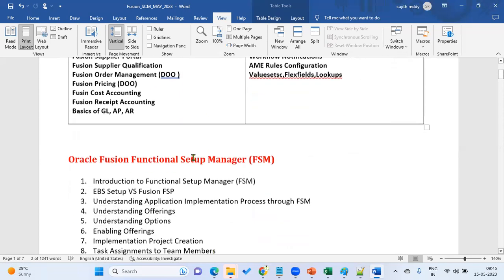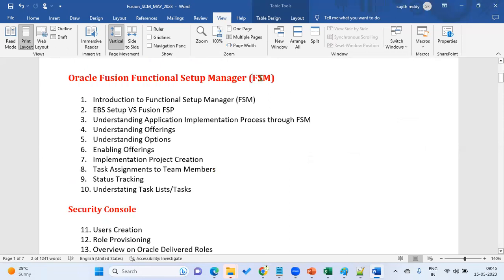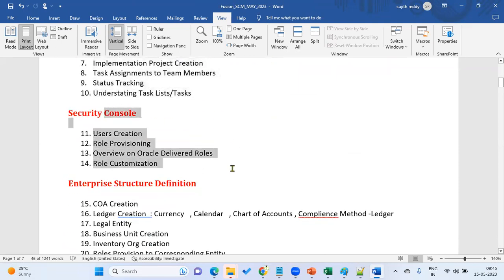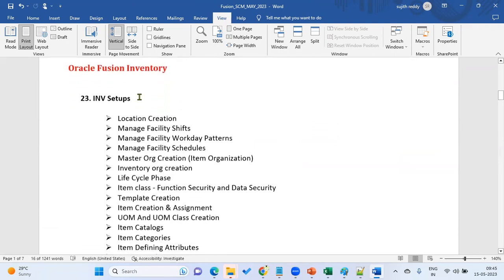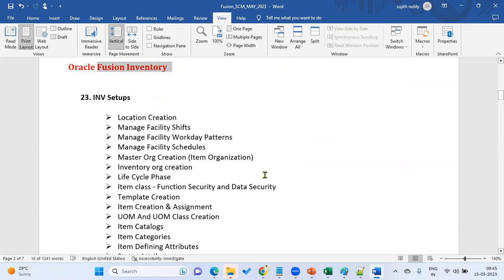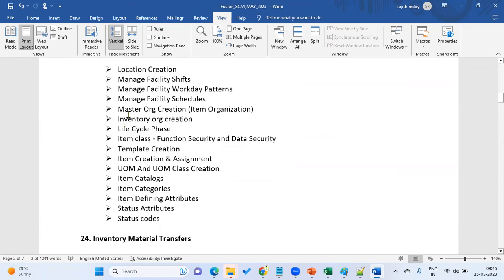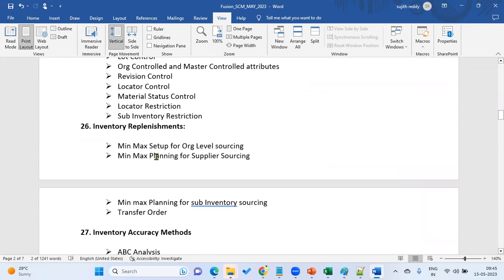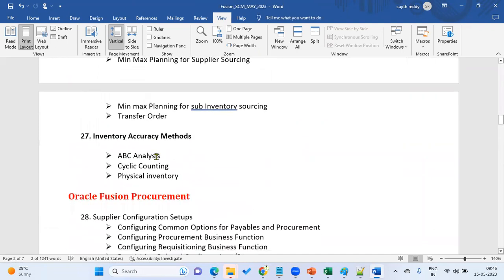That's very high level. First, we'll be starting with FSM. It's a basic introduction. In fact, tomorrow itself we'll be completing this task. It's very simple. The security console is also the same; it comes under this, and that itself will complete. Then enterprise structure. Then we'll start with the first module, the inventory module. We'll be doing all inventory setups, whatever is required: material transfer, controls, inventory replenishment, min-max planning, and counting accuracy methods. Cycle counting as well as manual physical counting, we'll be doing both.